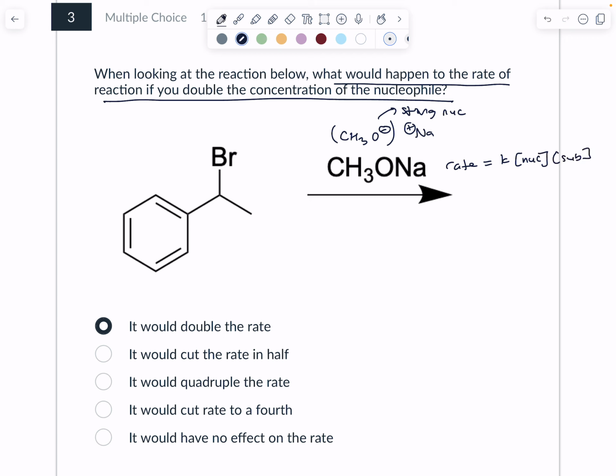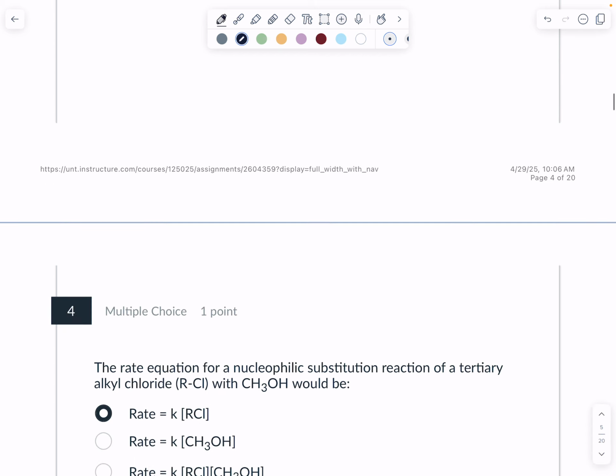So if you doubled the concentration of the nucleophile, it would double the rate. If we multiply that times 2, we'd have to multiply the rate times 2, so the answer is it would double the rate.